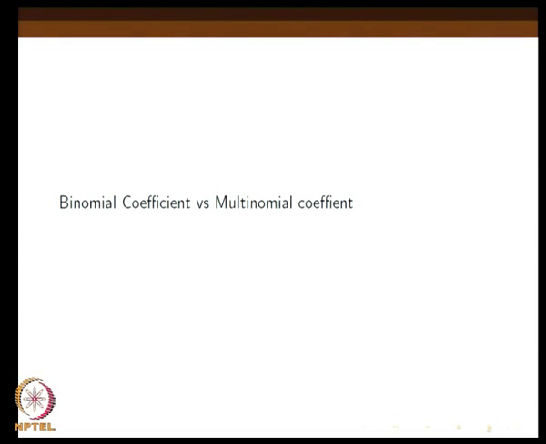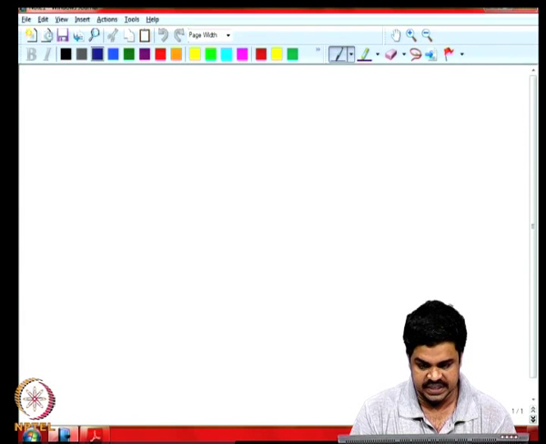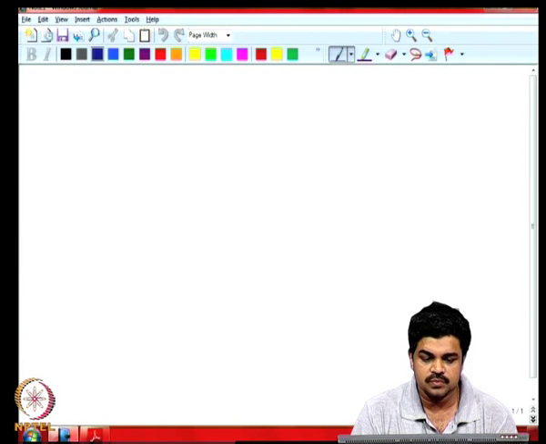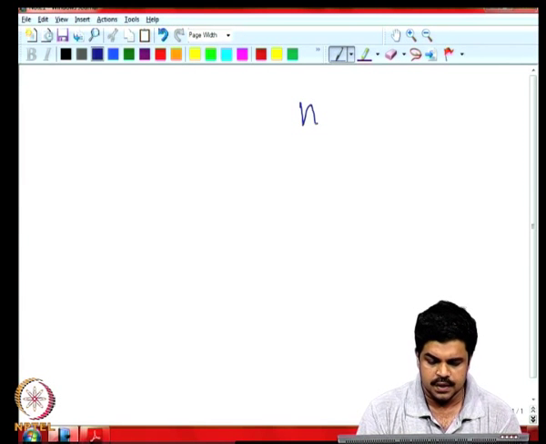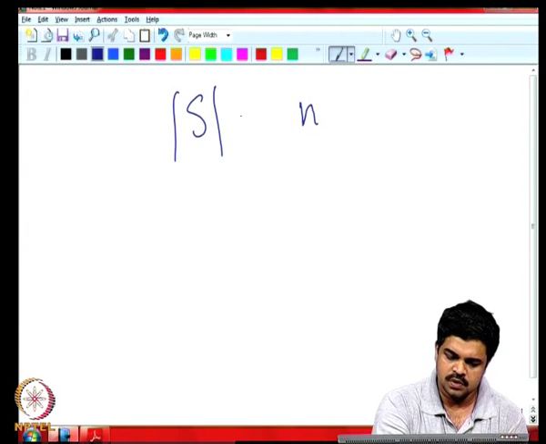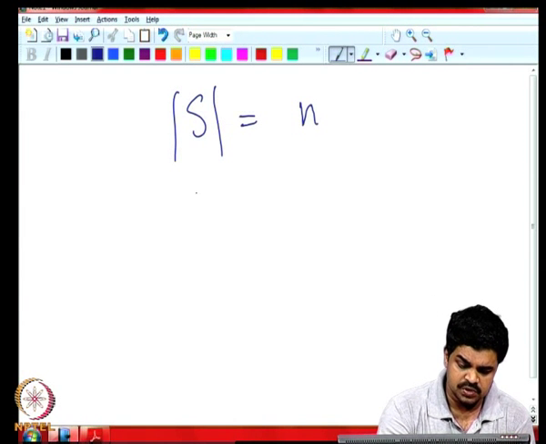So, in the last class we were discussing the number of permutations of a multiset of cardinality n. When we say multiset, the cardinality of the multiset is counting all the repetition numbers, the repetition numbers of each type.